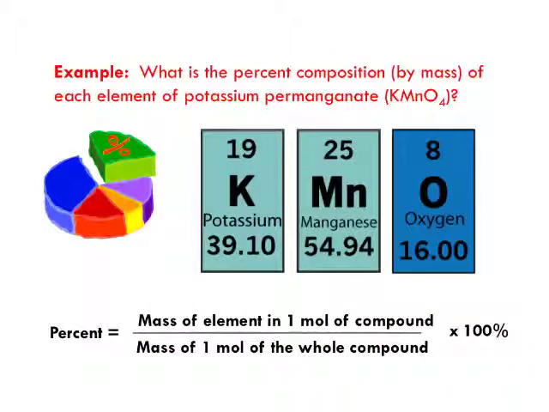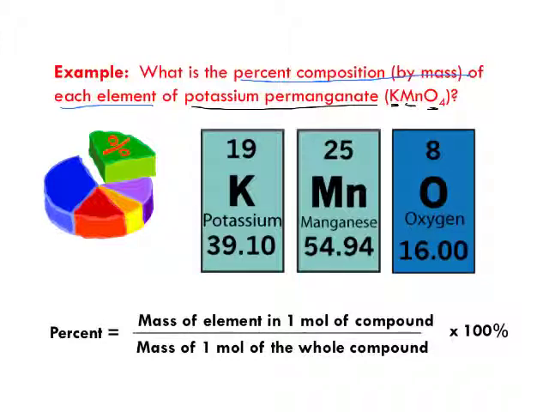So let's look at two problems. We'll start off with this first problem. What are they asking you? They're wanting you to find the percent composition by mass of each element. And the compound that they're asking you to look at is potassium permanganate. There is its formula. You can see it has potassium, it has manganese, and it has oxygen.